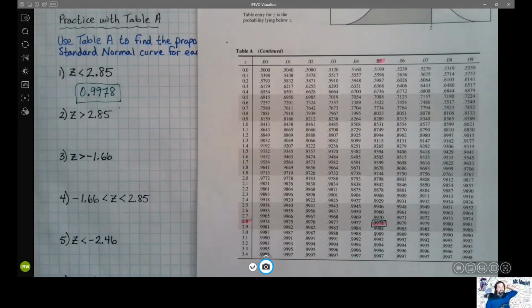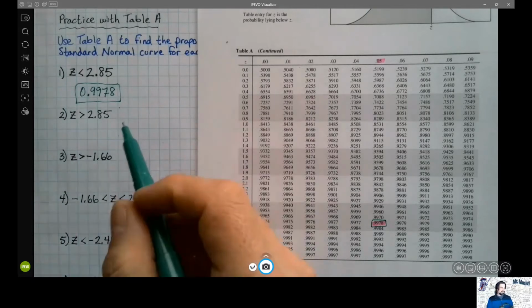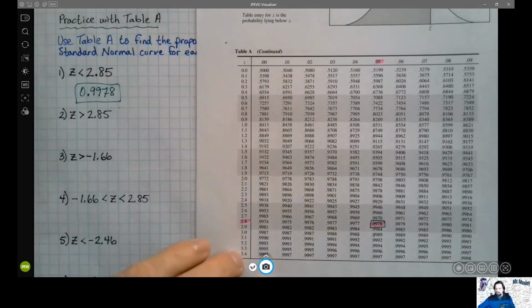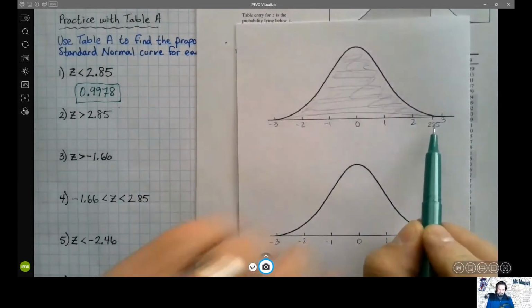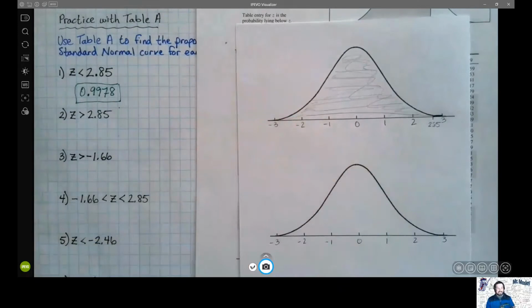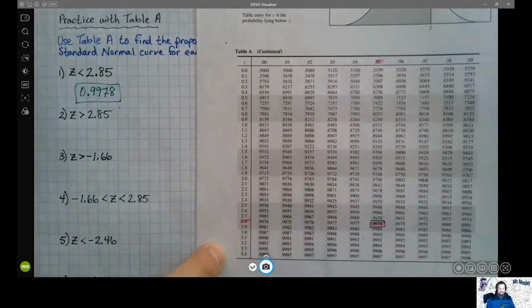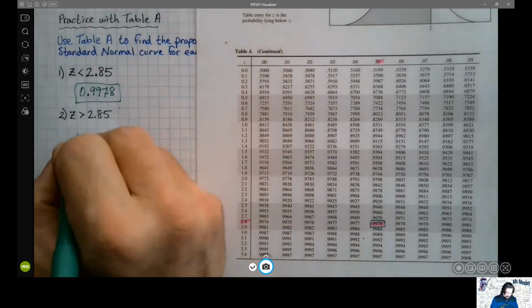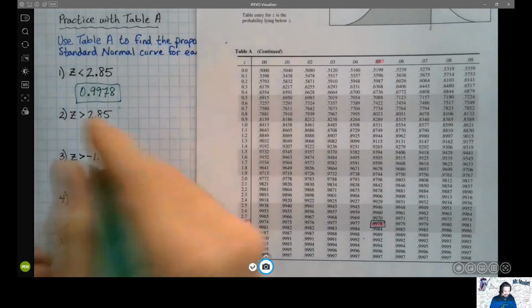Now let's look at the next example. Now we want z greater than 2.85, the same number we just found, but now we're looking at greater than, so to the right of that number. We're going to the right, everything else that we haven't just considered. We're still looking at this same number here, but now I'm just looking at what's to the right. It's going to be a teeny tiny number, and that makes sense because 0.9978 is less than 2.85, which means the remaining part of my 100% has to be greater than.